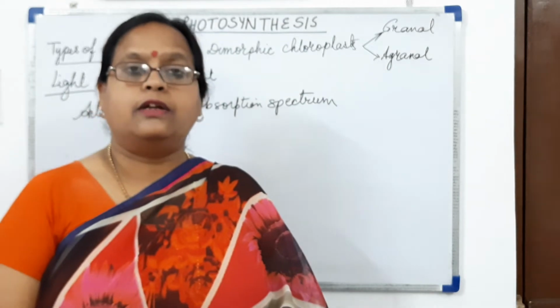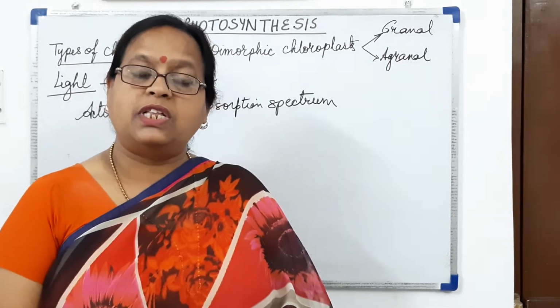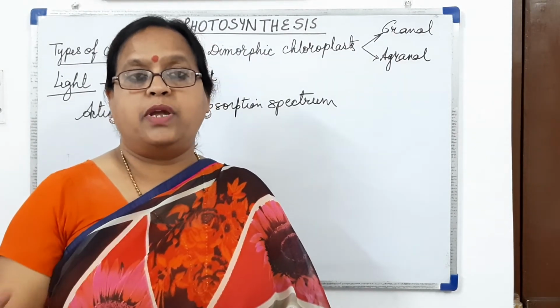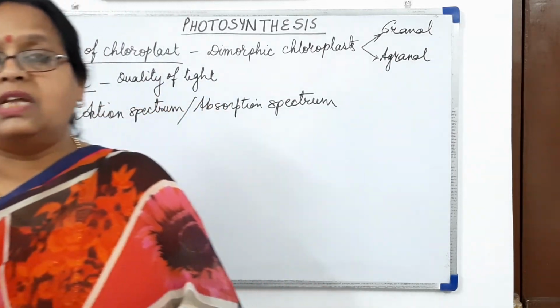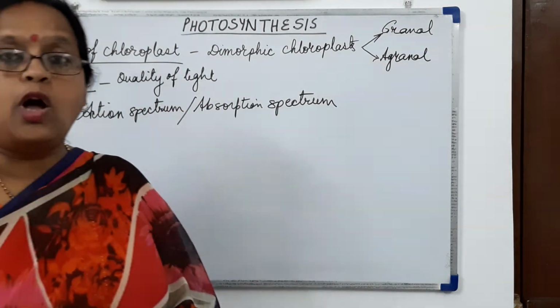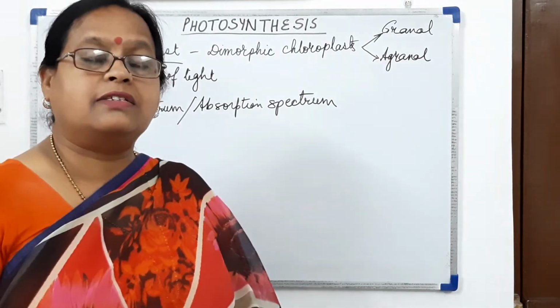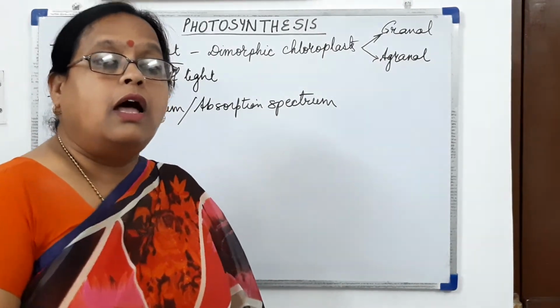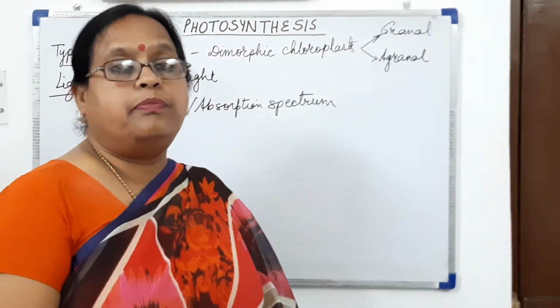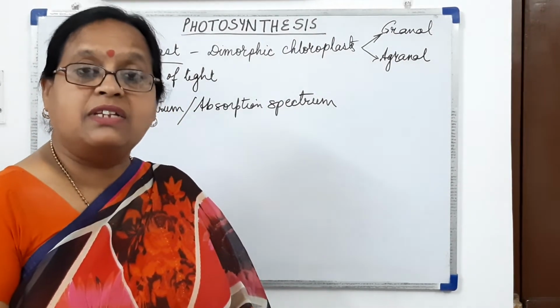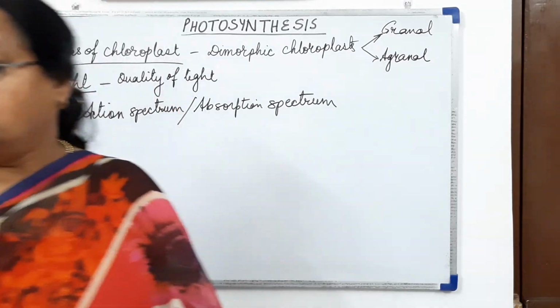Now the absorption spectrum is the spectrum which we get in the graph. If we see them in the graph, different pigments and the amount of light which they are absorbing. So this absorption spectrum is giving us the idea of how much light, how much wavelength different pigments are absorbing.